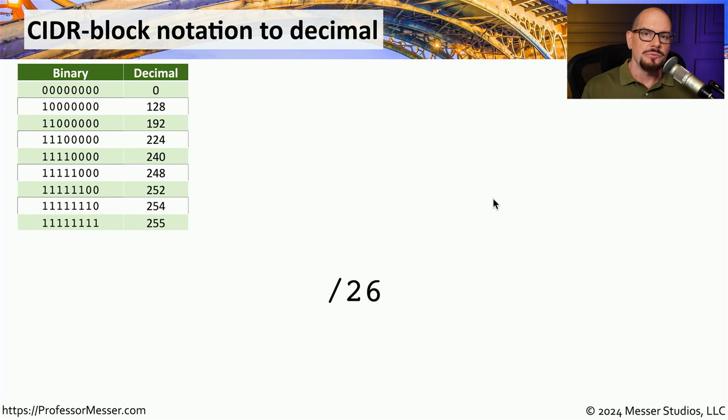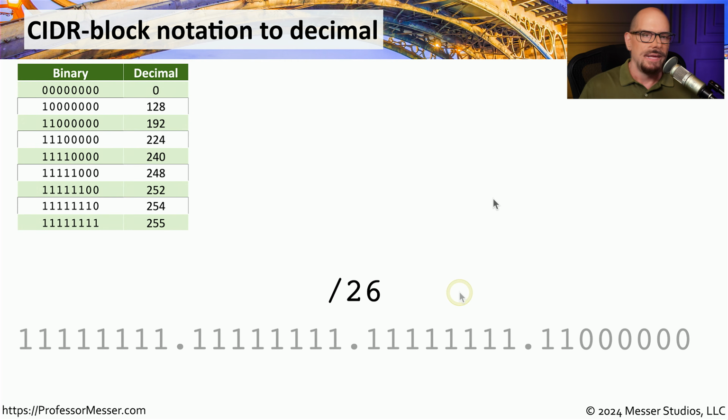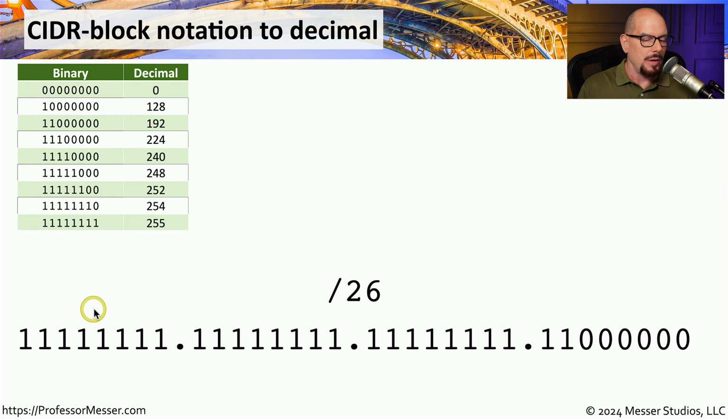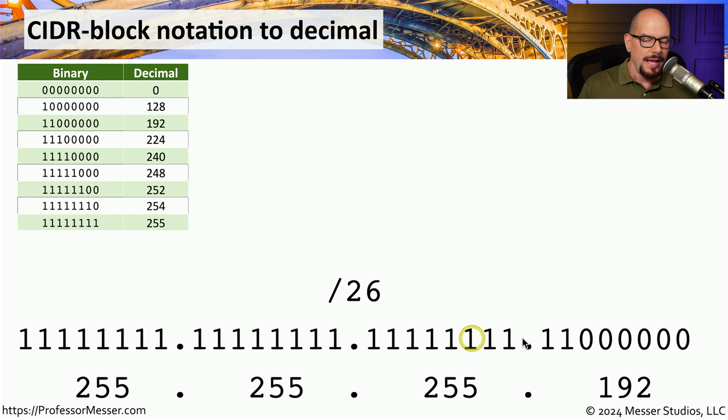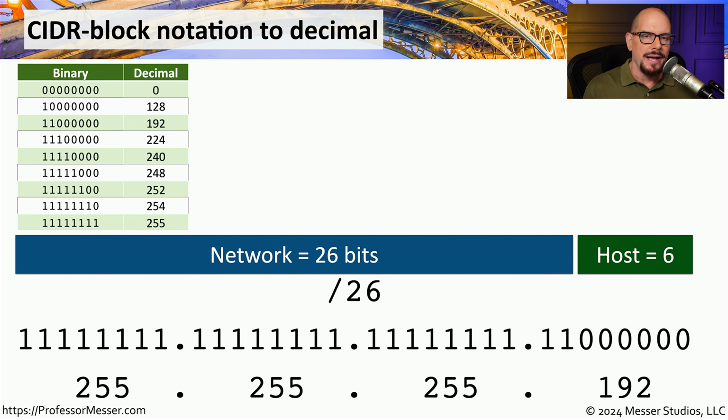Of course, we can do this in reverse as well. Let's say that we have a subnet mask that's been given to us as a /26 in CIDR-block notation. If we were to write this out in binary, that means that we would have all ones in the first 3 octets and 2 ones in the last octet. And if we were to refer back to our chart, all ones would obviously be 255, and the last octet that has 2 ones correlates back to a 192 in decimal. So a /26, where your network ID is 26 bits in length and the host ID is 6 bits in length, is the same as 255.255.255.192 in decimal.